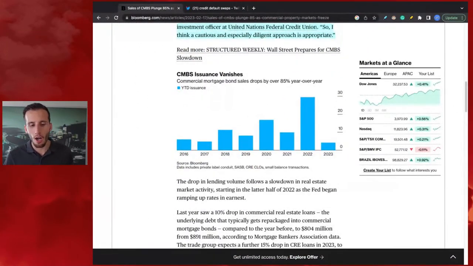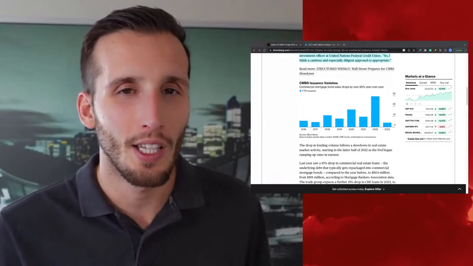And then this chart basically shows you how CMBS issuance has vanished, and it goes all the way back to 2016. And you can see the only year it was this low was 2017, and it's lower than that. So it's kind of insane. And what is really obvious to me is that there was a massive issuance of CMBS in 2022. So it's going to be very, very interesting what happens this year, because there are a lot of commercial mortgage-backed securities that are rolling over this year.